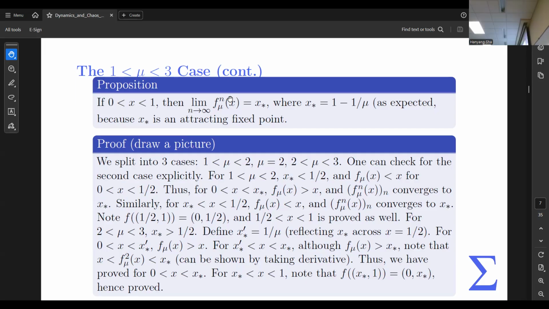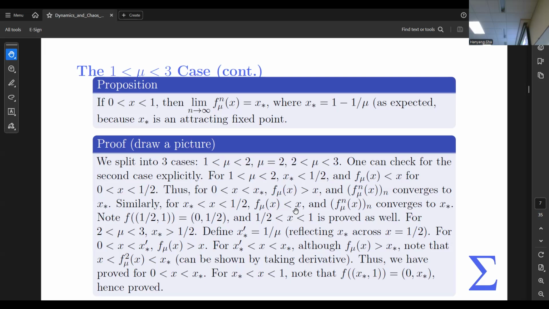Okay. Yeah, so this is something that's more formal, I guess. So the key point is that 1/2 to 1 gets mapped to 0 to 1/2.